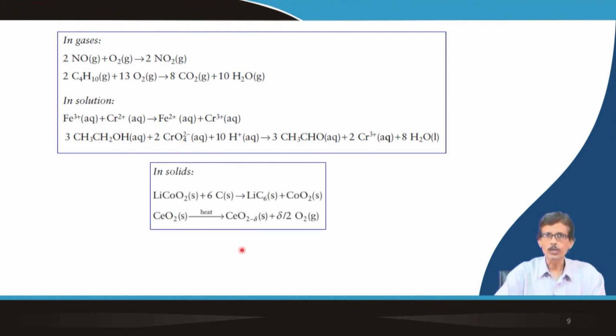But sometimes in solids also, like your batteries, we know that batteries are solid material. The lithium battery is a typical example that can be given to you. Some reaction, whether it is an anode reaction or cathode reaction, we can have such reactions where LiCoO2 can react with simple carbon, carbon powder or carbon nanoparticle or carbon tube, giving you lithium carbide and your cobalt oxides.